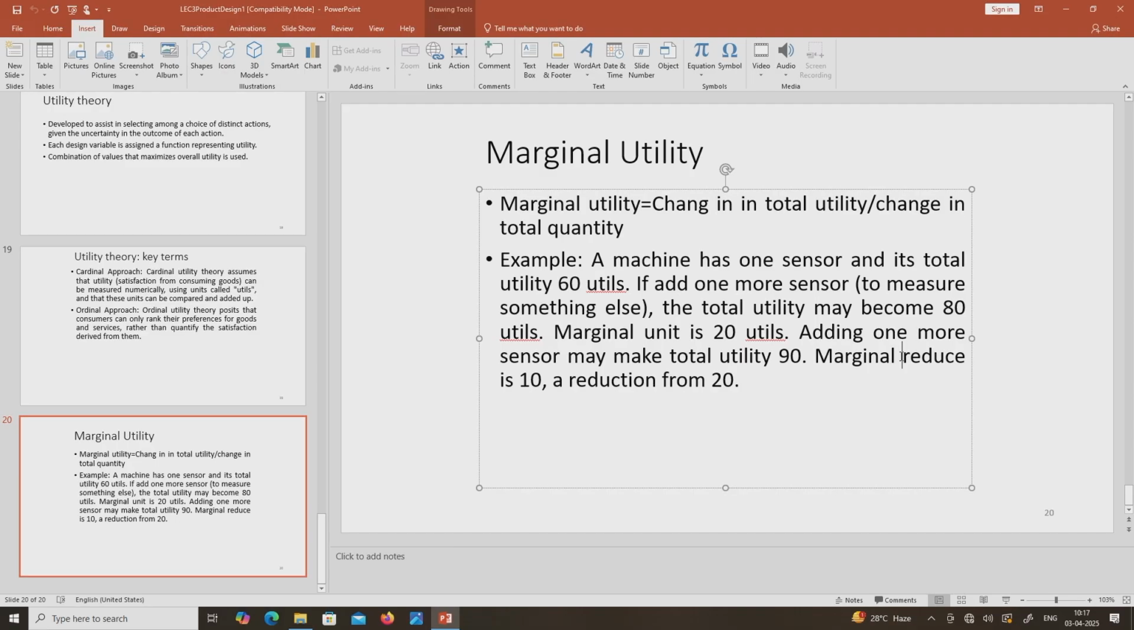So, we can say marginal utility reduced to 10, a reduction from 20.